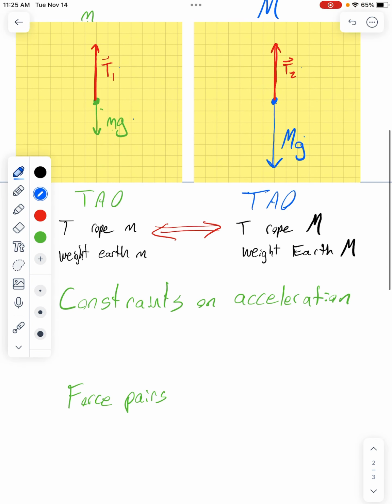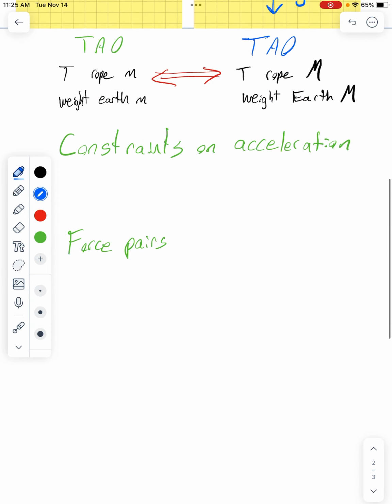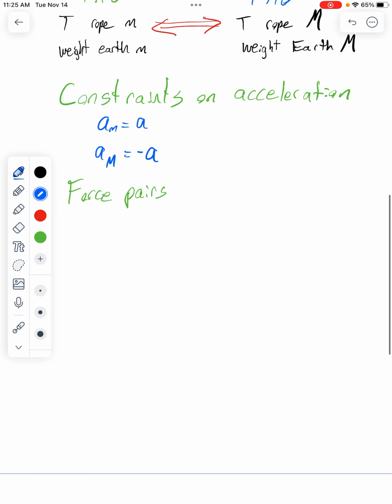So we can basically repeat those two equations down here. The acceleration of the little mass is equal to a, and the acceleration of the big mass is equal to negative a. Force pairs, we've basically got this already. The magnitude of T1 is equal to the magnitude of T2.